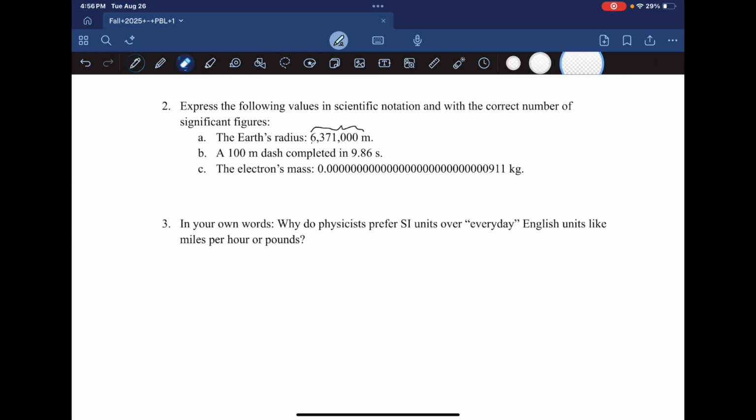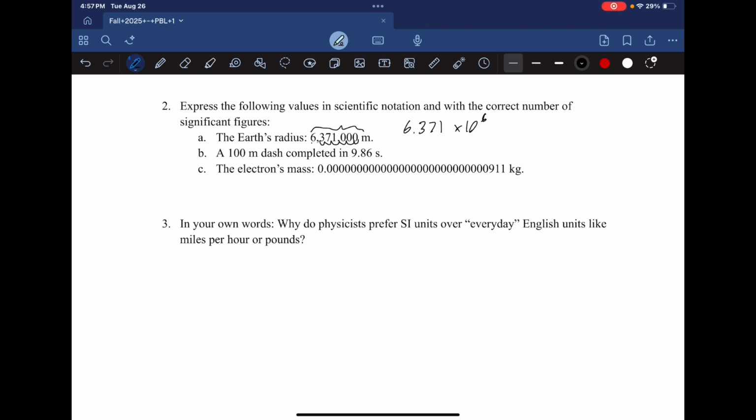So in this case, we would need to move it 1, 2, 3, 4, 5, 6 to the left. So we have 6.371 times 10 to the 6th. It's a positive 6 because we're moving to the left. When we move to the right, it is a negative 6.